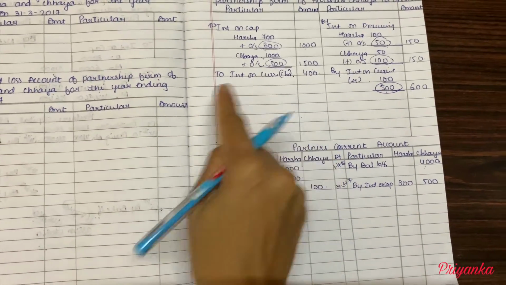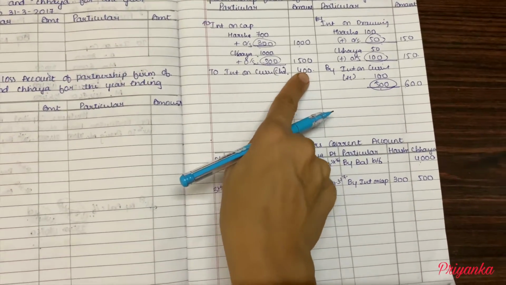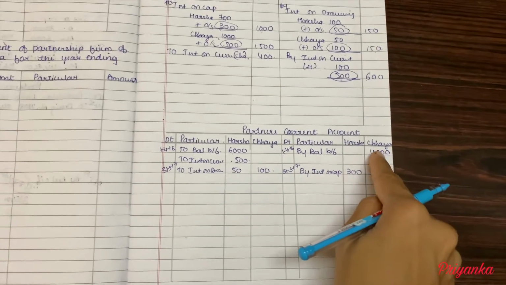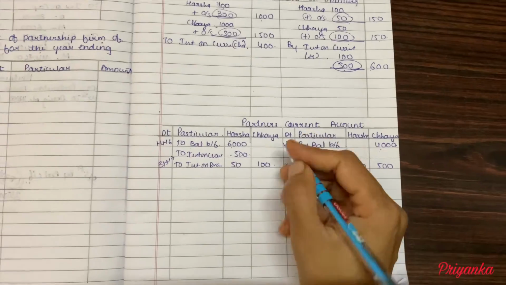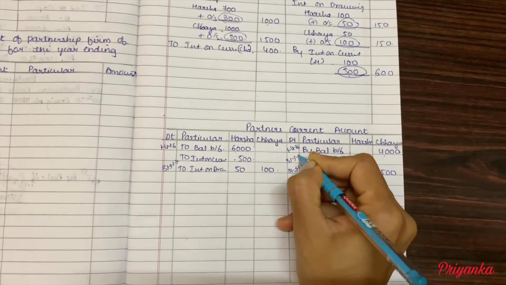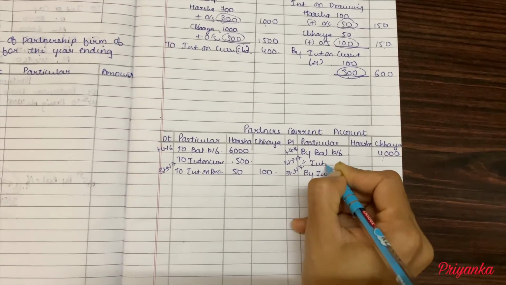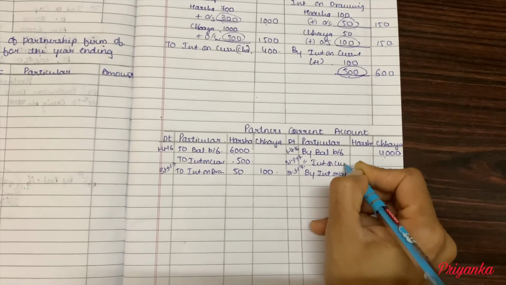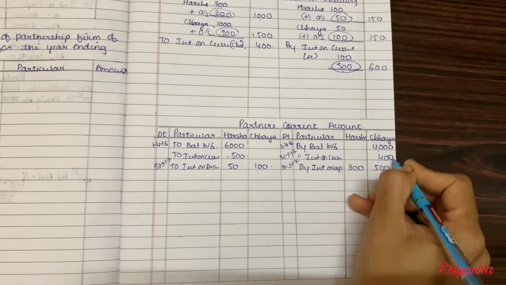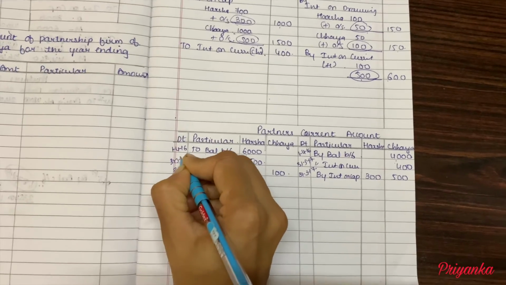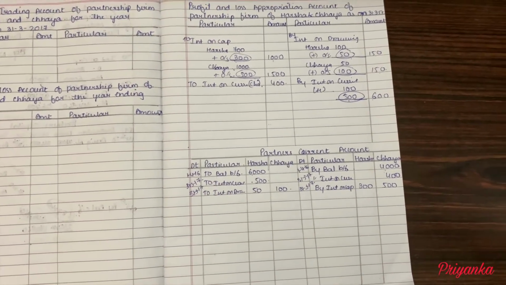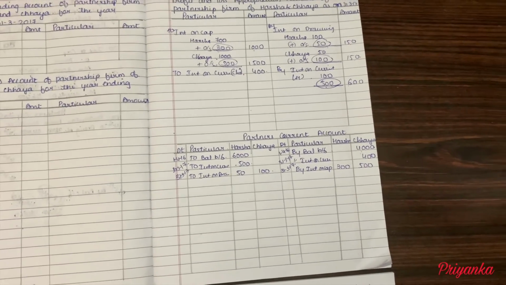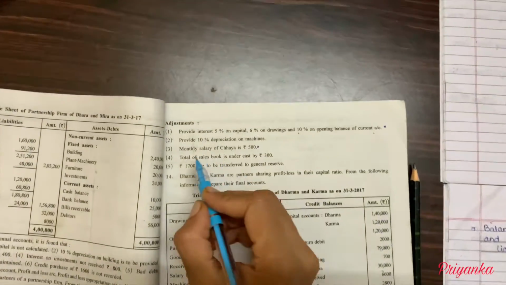For Chaya, we don't have anything in the trial balance, so directly we can write 400 and move into the cross wherever we wrote the opening. At the same side, the interest of Chaya will come with the 31st March 2017. Interest on current of Chaya, it is 400. Hope you people understand what we did with this interest on capital, interest on current and interest on drawing. Now let's move to the next adjustment.